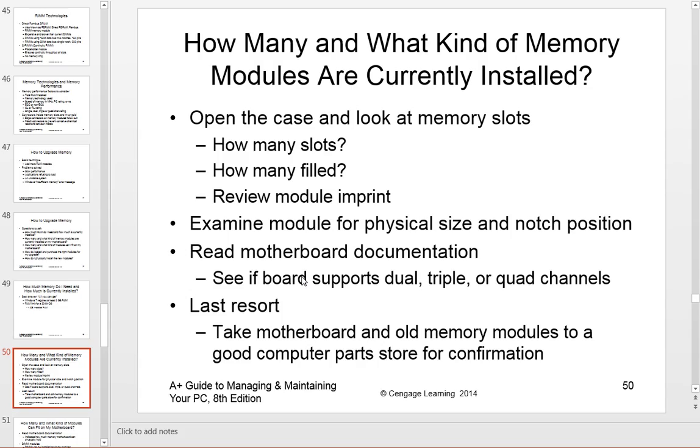Examine the module for physical size and notch position. If you buy the same model number, the same manufacturer, a lot of times on CDW, Amazon, all these places you can buy things online, you can actually put in requirements of what type: DDR3, 240 pin, SDRAM, whatever the search requirements are. You can even go as far as to look at the motherboard documentation, and as a last resort, take the motherboard and old memory modules to a good computer parts store for confirmation. I don't necessarily recommend that because you will have plenty of tools available to you to figure this out on your own.